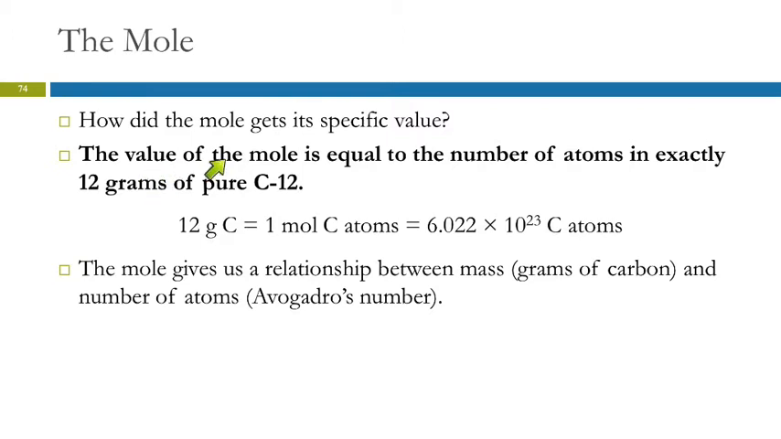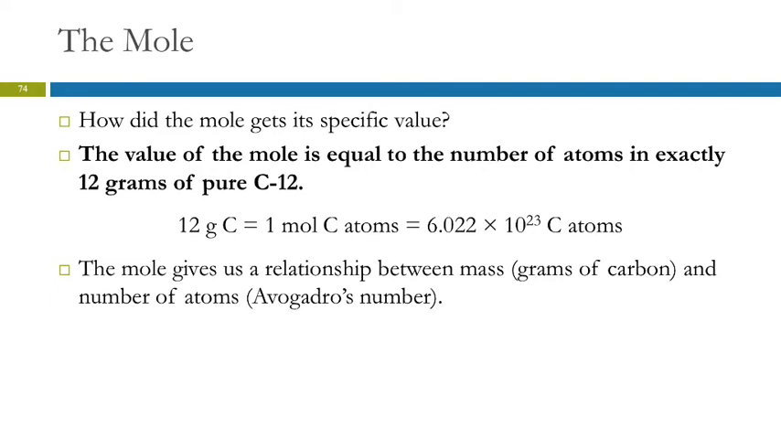That number came about out of convenience. They said that the value of the mole is equal to the number of atoms in exactly 12 grams of pure carbon-12. So carbon-12 is the isotope of carbon that has 6 protons and 6 neutrons, a mass number of 12. And so they're saying, okay, carbon-12 is what we're referencing. It's stable, it's cheap, it's plentiful. Carbon-12. So if you had exactly 12 grams of pure carbon-12, that would be 1 mole of carbon atoms.